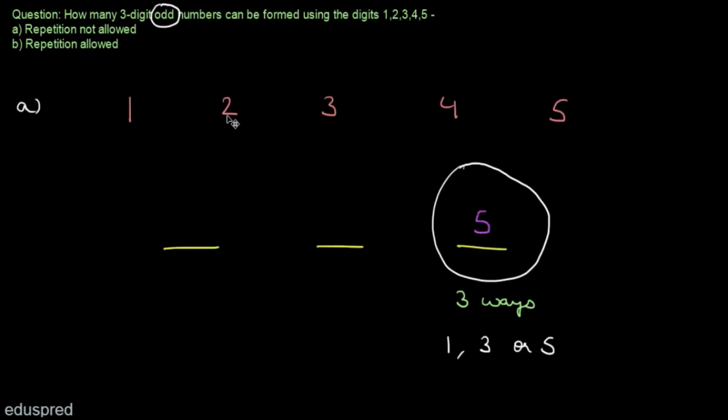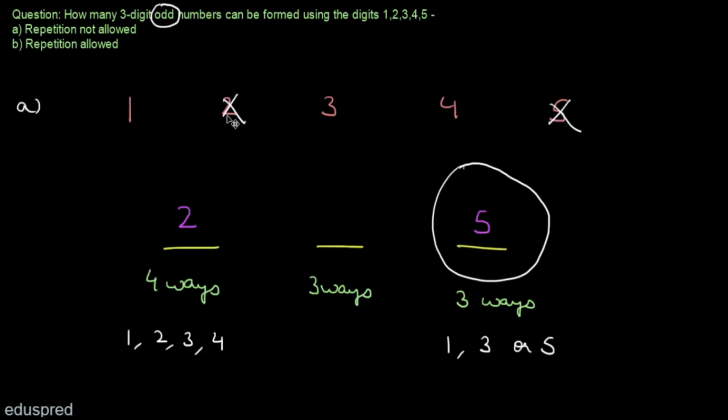Now let's see in how many ways can we fill the hundreds place. Because the number 5 is used here and the repetition is not allowed, we are only left with 4 numbers that can be filled in hundreds place. And those 4 numbers are 1, 2, 3 and 4. So there are 4 ways to fill hundreds place. For the sake of example, let's say that this number is 2. Now because we have already used 2 digits, 5 and 2, and repetition is not allowed, in how many ways can we fill the second slot? Well, the answer is 3. So we can write 3 ways here.